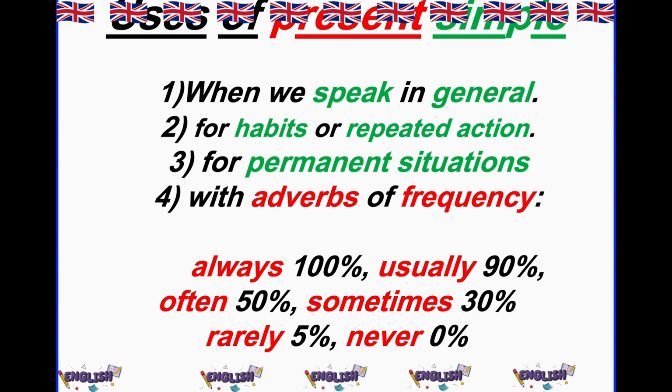Uses of present simple. We don't say uses, we say uses. We use the present simple when we speak in general, for habits or repeated action, for permanent situations, and with adverbs of frequency like always, usually, often, sometimes, rarely, and never. Let's continue.